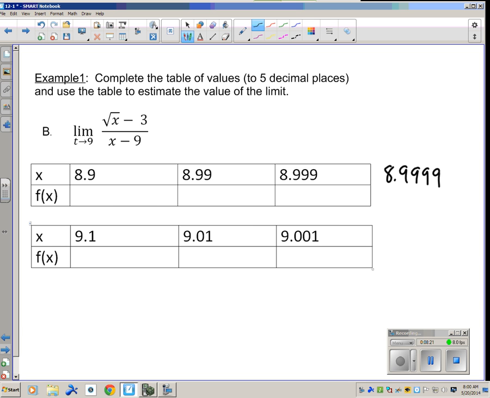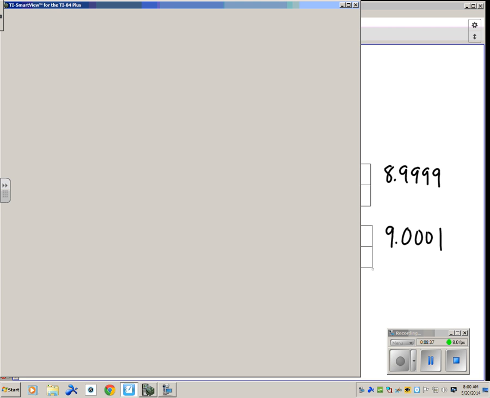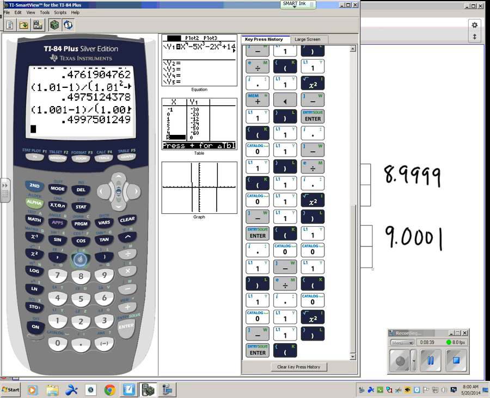And then go bigger than 9. So I usually go like 9.1, 9.01, 9.001, and then again, if you needed another one, you could do that. Closer and closer to 9. So let's try the ones we have there and plug them in. Doing the same thing again, we're going to plug in our values.